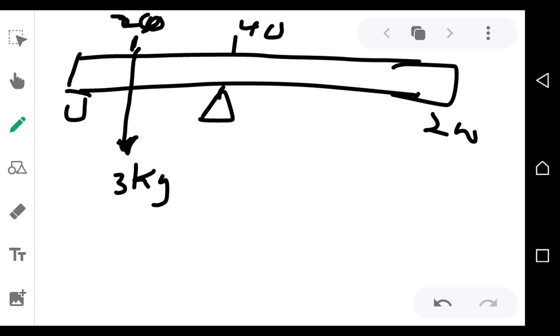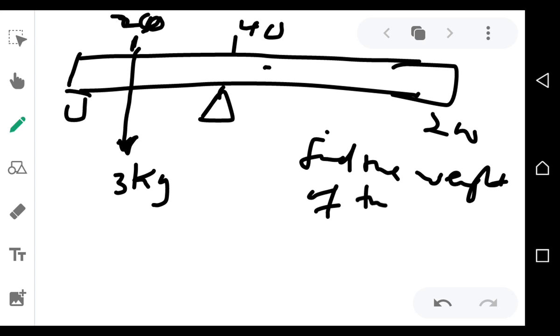And then the question is, find the weight of the rule. This is a ruler, all of it is a ruler. That's the question. Now, as I said, the first thing you do is know that the weight of the rule acts at half of the distance of the rule.